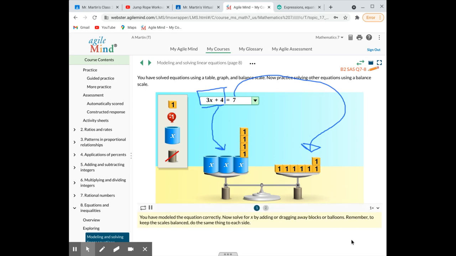Look at that. Knew it had to be right because look, we got 3x plus 4 on the left side and we got 7 on the right side, right? So it says now solve for x by adding or dragging away blocks or balloons. Remember to keep the scales balanced, so you have to do the same thing to each side. So what are we going to do with this 4 on the left side? What do we have to do?